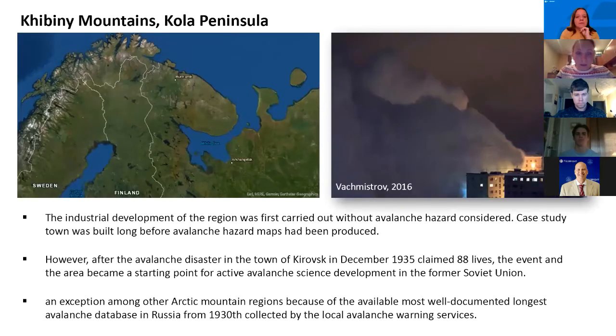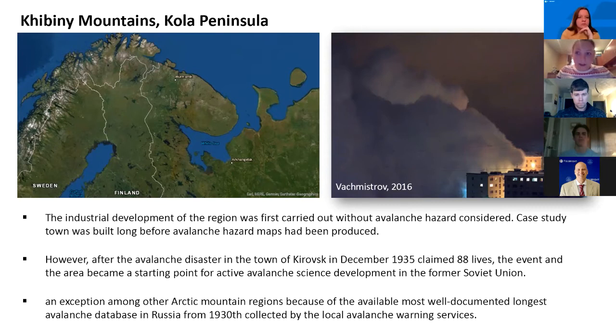So right now I would like to show my example. My research was done on the example of Khibiny Mountains located on the Kola Peninsula in the Murmansk region in the north of the European part of Russia. The industrial development of the region was first carried out without avalanche hazard consideration, and therefore the infrastructure was built in the avalanche hazard zones.